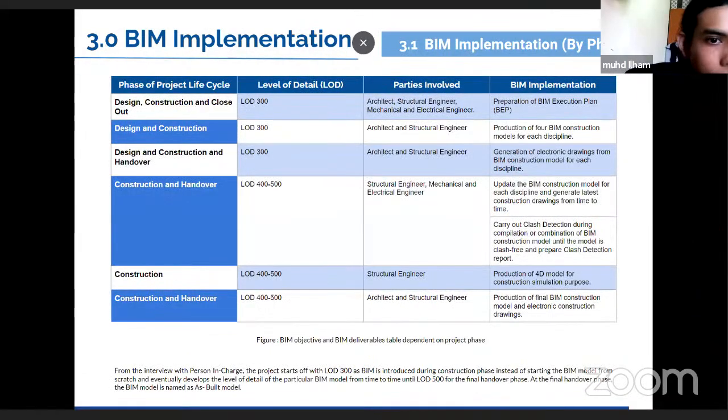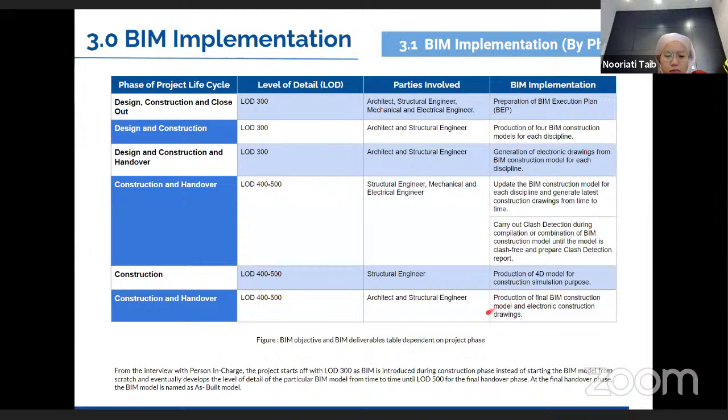Good afternoon. For this part, the implementation, we start off with LOD 300 because this construction has already started. We use LOD 300 for the preparation of the BEP until generating the BIM drawing based on the drawing. For LOD 400, we update the BIM construction based on the 4 disciplines, and then we go to the production of the 4D model. Then LOD 500 is the as-built model, used for the final construction model. So next.